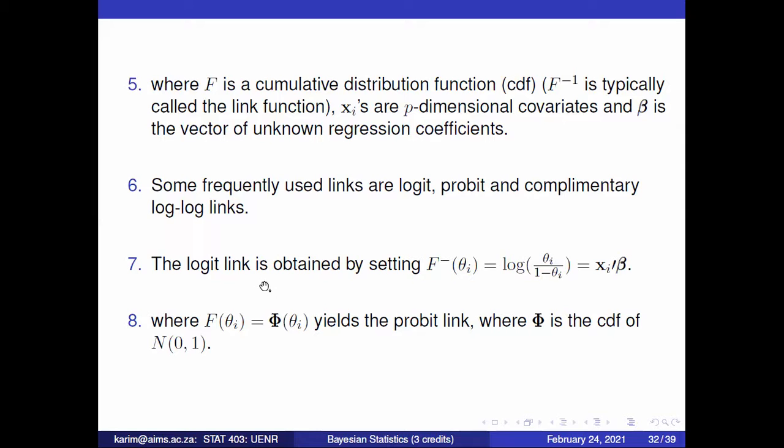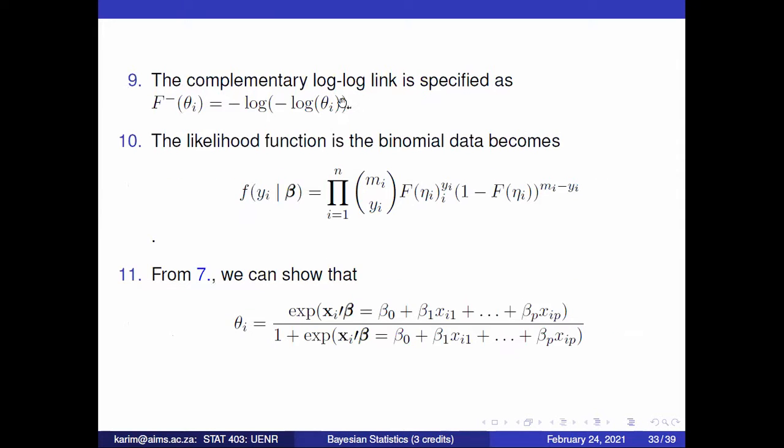So f of theta, we are saying that it is equal to phi of theta. f of theta is equal to phi of theta. And that yields the probit link function, where phi is the cumulative distribution function of the normal distribution with mean 0 and variance 1. So this is the complementary log function, how it is done.